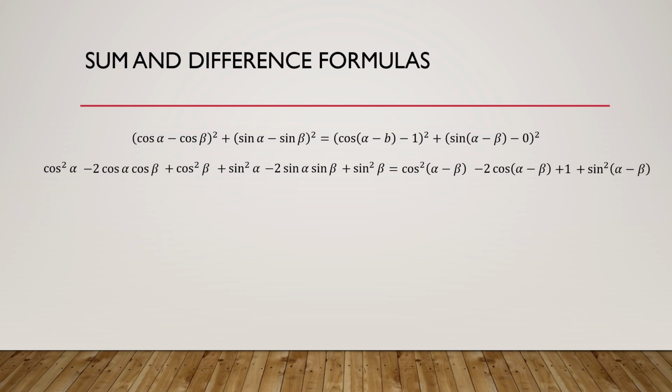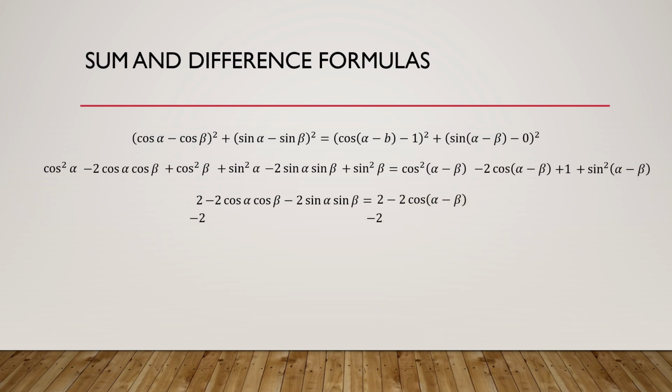On the left side of the equal sign, we compare cosine squared alpha plus sine squared alpha and cosine squared beta plus sine squared beta. Each of these equals 1, and added together equals 2. On the right side of the equal sign, cosine squared of alpha minus beta plus sine squared of alpha minus beta equals 1, plus the existing 1 is 2.